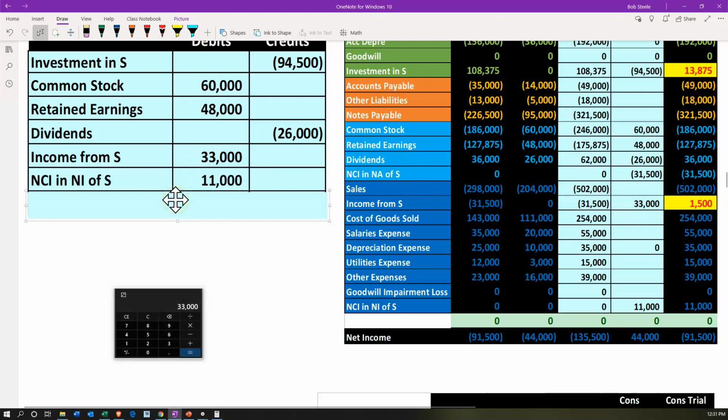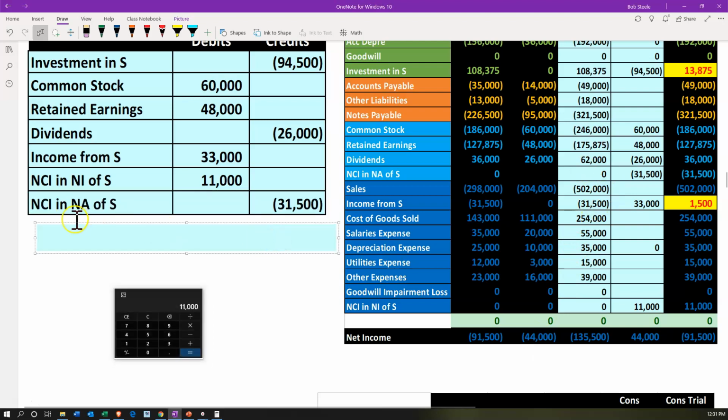And then we have the non-controlling interest in net income. So that means we're going to be taking this 44,000 times the non-controlling interest, 25% of it, and that's going to be the 11,000. So there is the 11,000, and then we have the non-controlling interest in NA, and so I'm now looking at this account and this account. So now we're considering this account and this account.